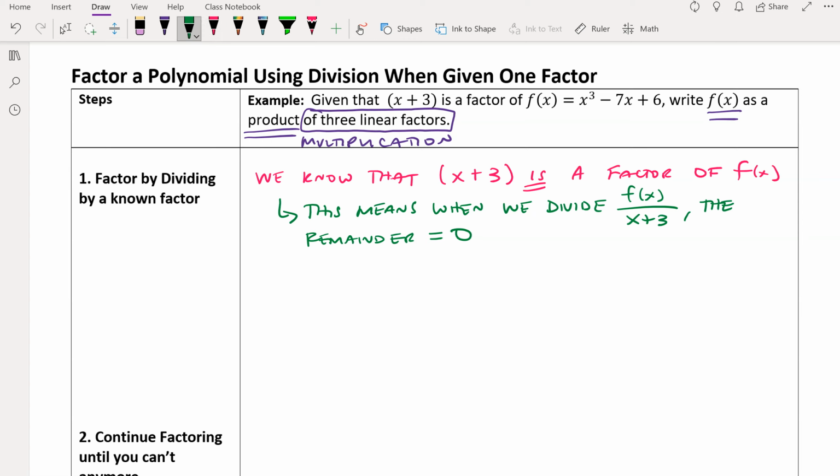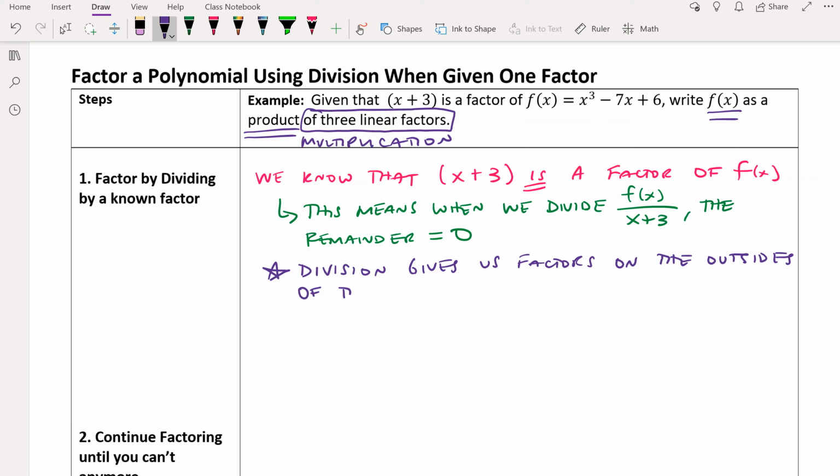And then let's remind ourselves of one more thing. Division gives us factors on the outsides of the box. So we're going to divide. Here we go. So let's go ahead and draw our box.